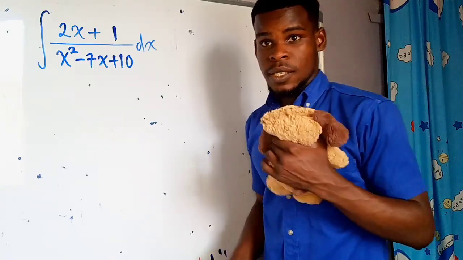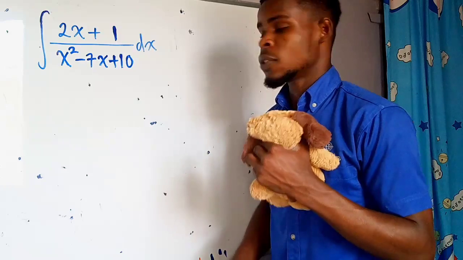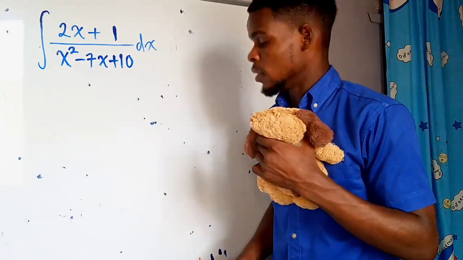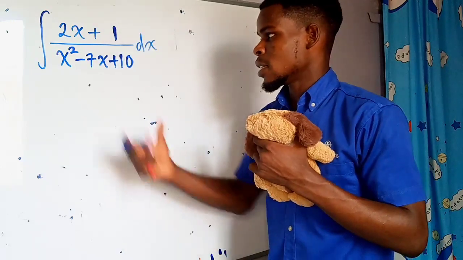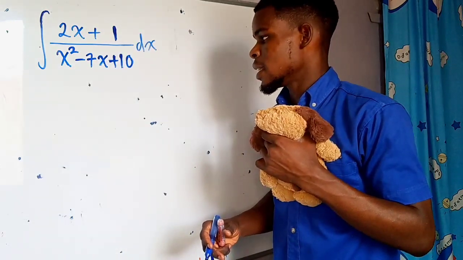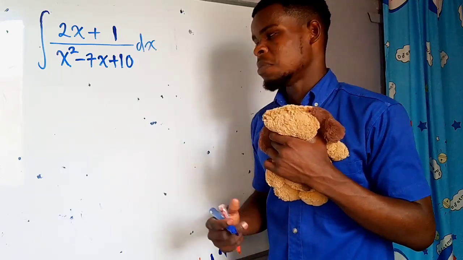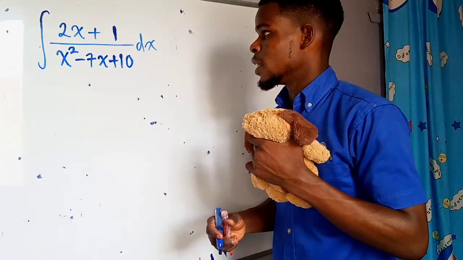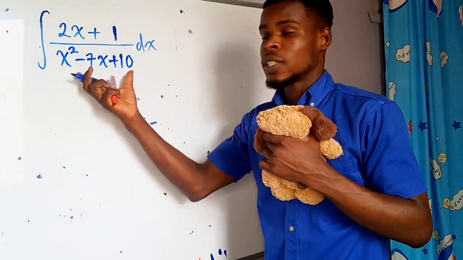Okay, we want to find the antiderivative of this function. So we have the function to be (2x + 1) divided by (x² − 7x + 10). Alright, great. And now, when we have something like this, where the denominator is factorable, we can easily use partial fraction decomposition to make this a lot easier. So let me start off by using partial fraction decomposition of this integrand.